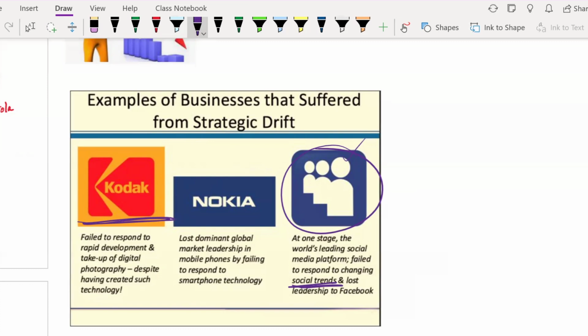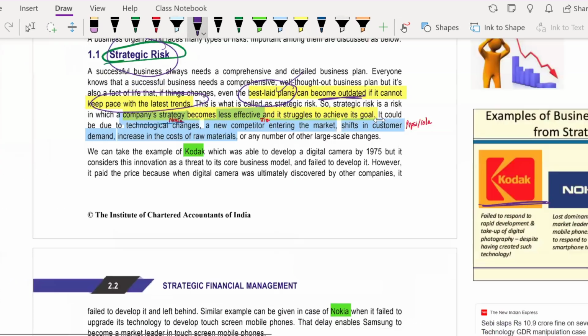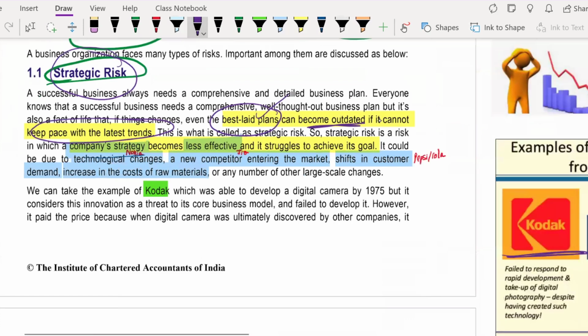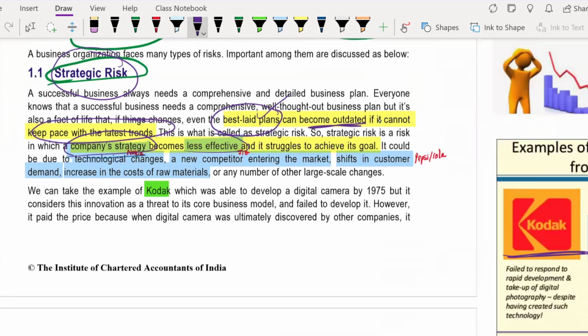So these are a few examples of strategic risk. So strategic risk, what happens? You have a company strategy, but it becomes less effective, and due to which it struggles to achieve its goal. So what can strategic risk arise due to? It can be due to technological changes, as in the case of Nokia or Kodak. A new competitor might enter the market, for example Instagram over Facebook, or we can also say Jio over Aircel.